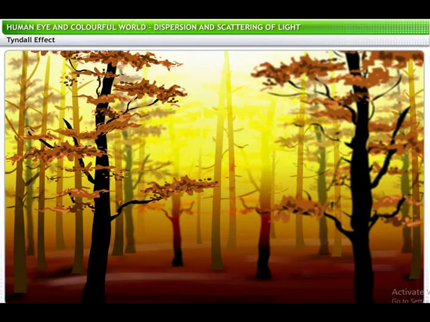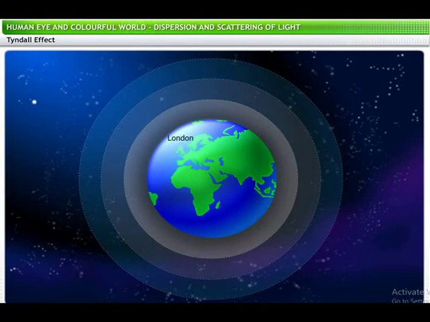Similarly, when sunlight passes through the canopy of trees in a forest, you can see the Tyndall effect at work again. The mist in the forest contains tiny droplets of water which act as particles of colloid dispersed in air. In fact, here's an interesting incident related to the Tyndall effect.